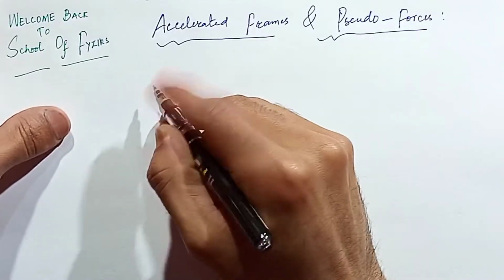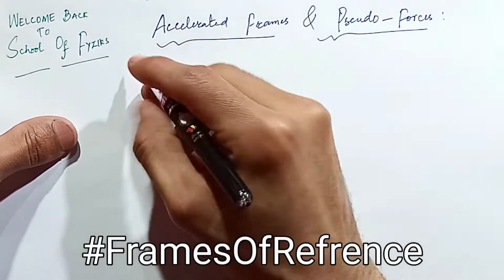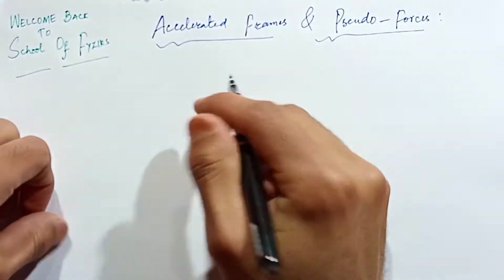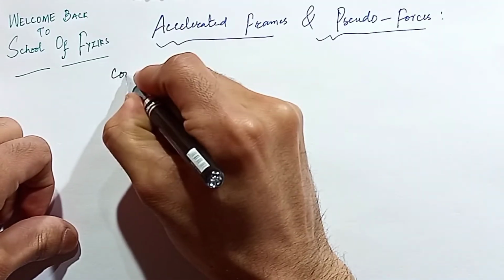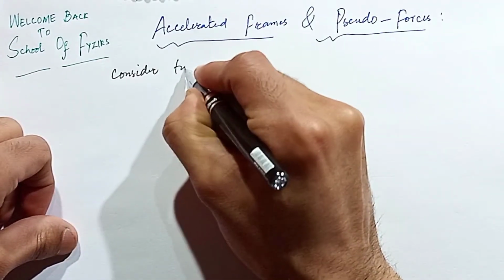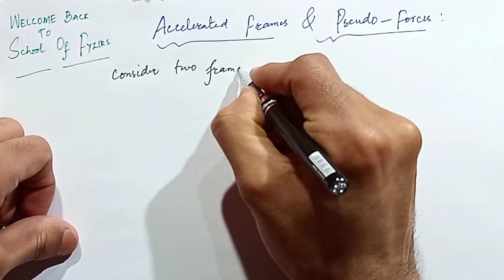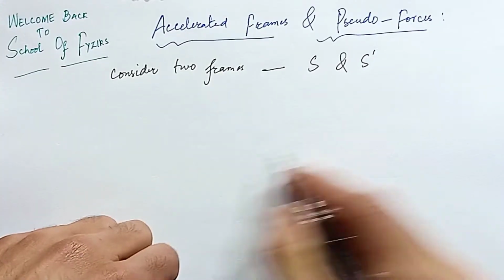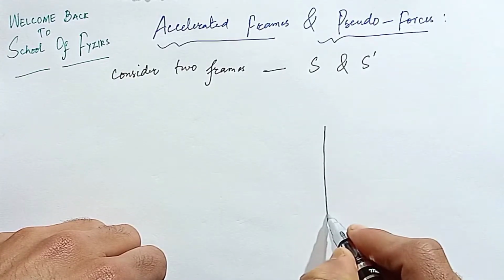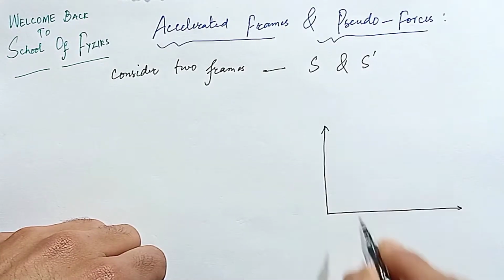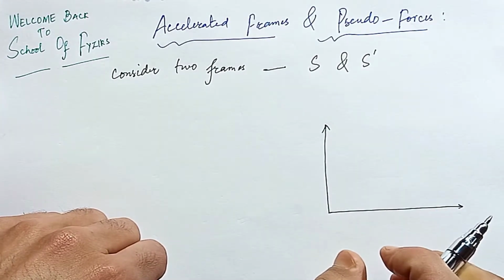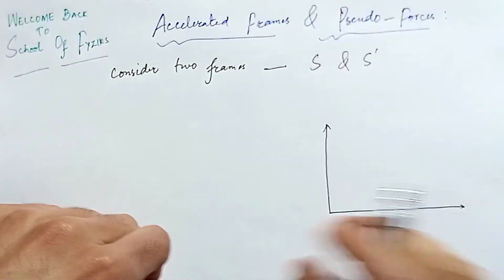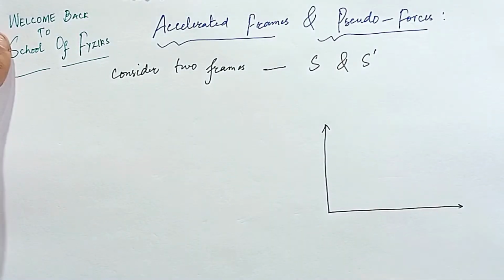So first of all we will consider two frames of reference. One will be the inertial frame of reference and another will be non-inertial. So consider two frames of reference. Let these be S and S prime, and I will draw them down here. I am discussing all of this in two dimensions only, because later on it will be applied in the same manner for three dimensions also.